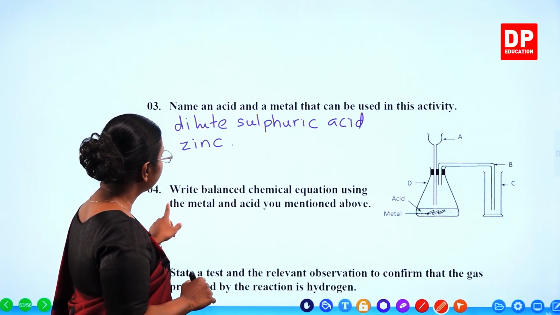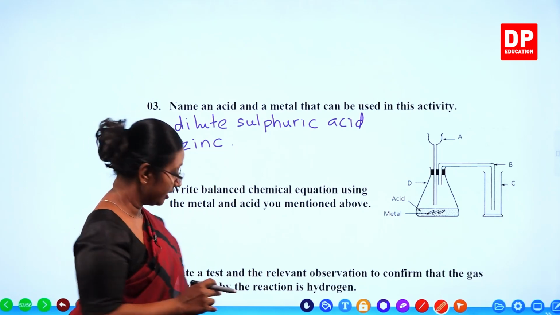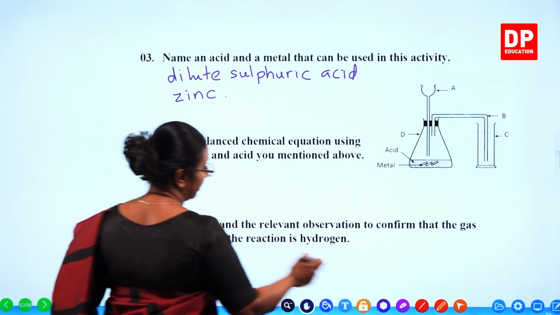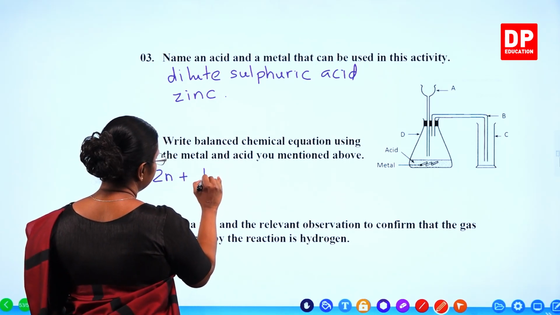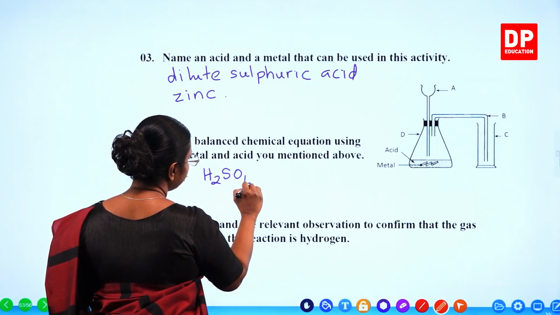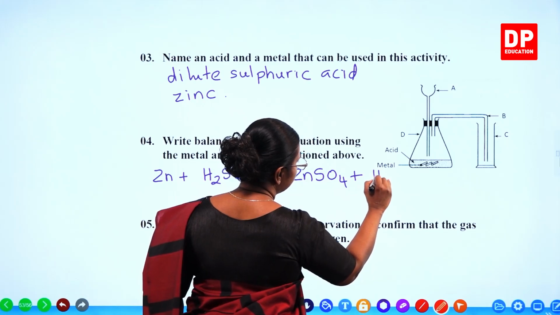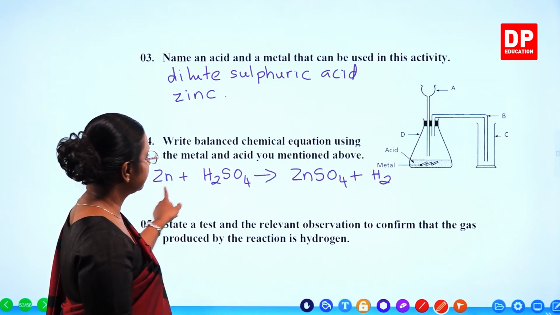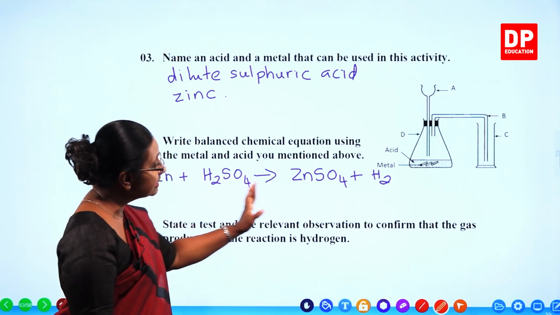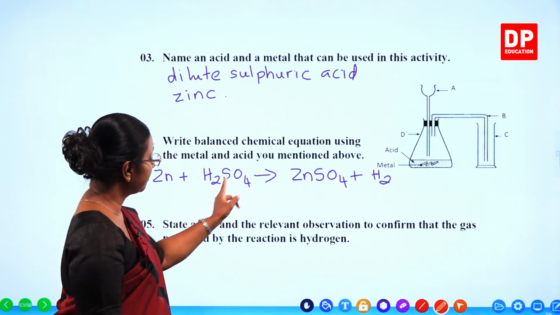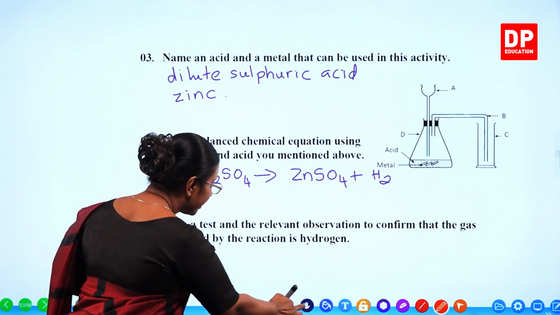Then the fourth one, write balanced chemical equation using the metal and acid you mentioned above. So the metal and the acid we have mentioned above, dilute sulfuric acid and zinc. Zinc plus H2SO4 will give rise to zinc sulfate plus H2. So that is a balanced chemical equation. Zinc plus sulfuric acid giving rise to zinc sulfate plus hydrogen. Then the last part.